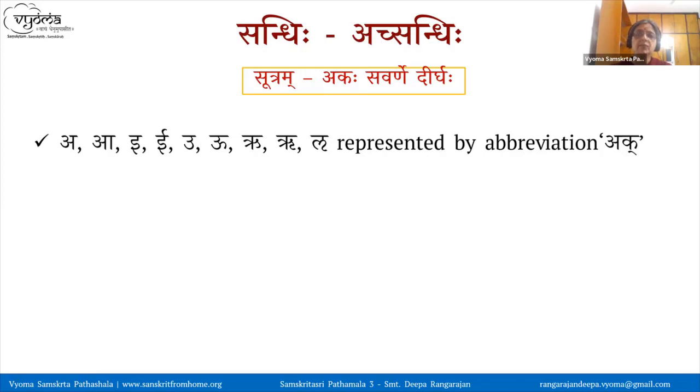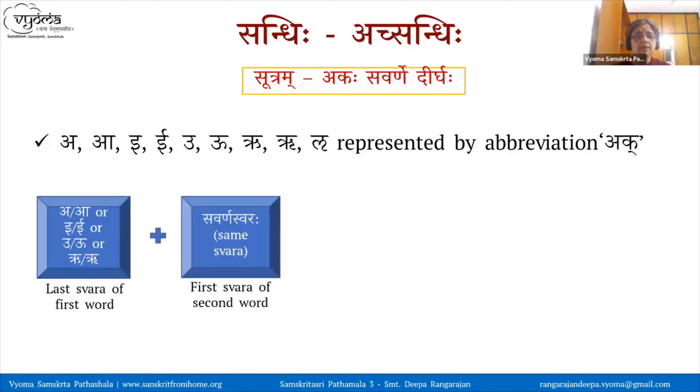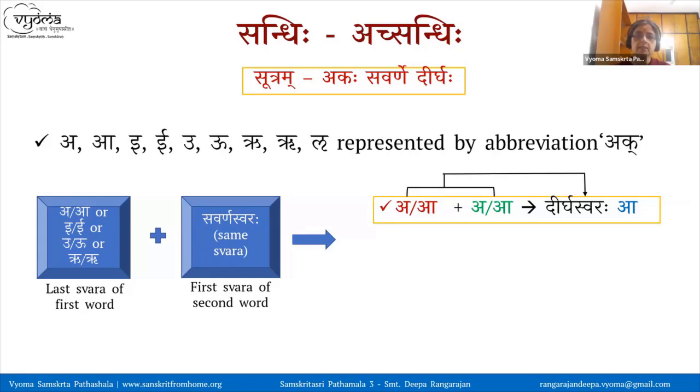Which means when ak is followed by savarne ach, ach being swara, when it is followed by a similar sounding swara or a vowel, then you replace both by a dirgha. Dirgha is a, i, u, r, etc. These four are basically the dirgha varnas. So a, i, u, r, and l represent ak, the abbreviation ak. When they are followed by a savarna swara of the same kind, you get dirgha as the adesha for the two together. The one at the end of the first part and the one at the beginning of the second part are both replaced by the dirgha.